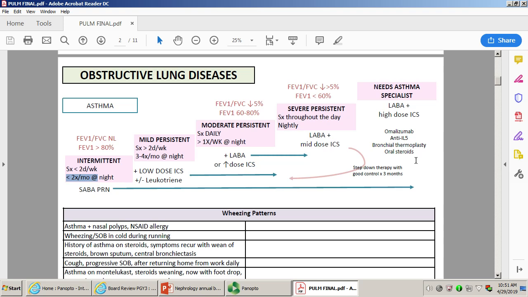omalizumab. Is there usually a cutoff that they say for when you can use it? So for the IgE level? Yeah. I believe 30, so it's still kind of upper limit of normal. And on the test, they'll give you the reference range for the IgE level. But I don't think they would make it borderline like that. They would give you somebody who clearly has it. Because I know there have been questions where they give you the level and it's not high enough to qualify for it. For omalizumab? For omalizumab. Yeah.